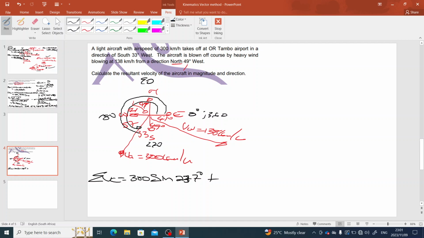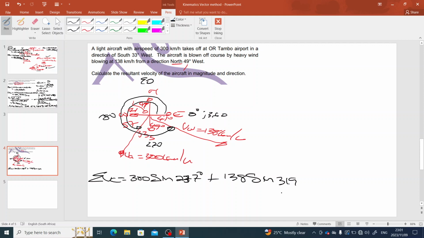90, 180, 270 plus 49. 270 plus 49 equals 319. I found my second vector. The magnitude, it is 138. Its position, it is sine 319.